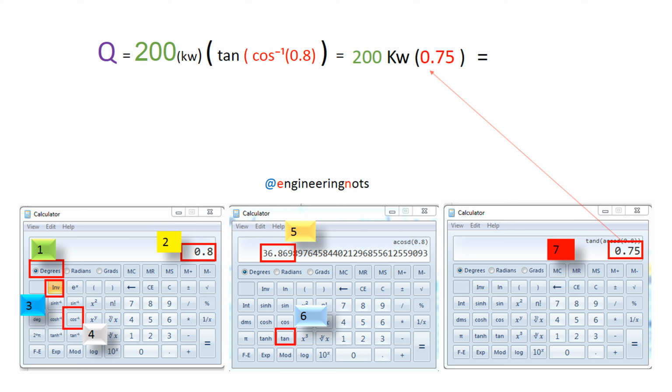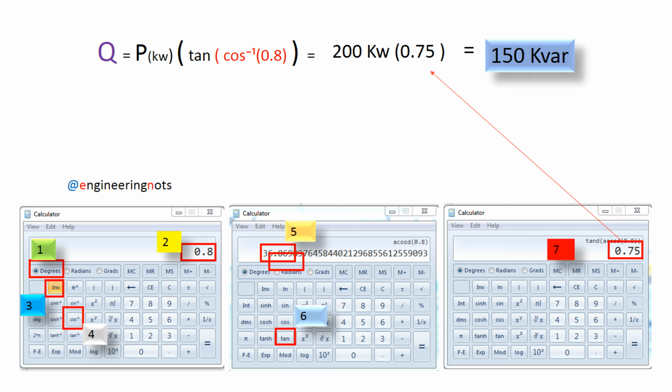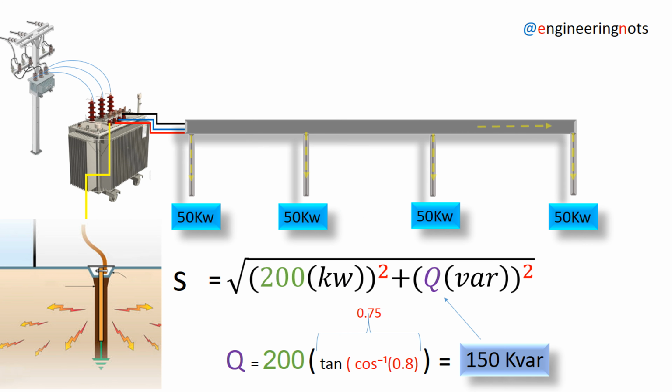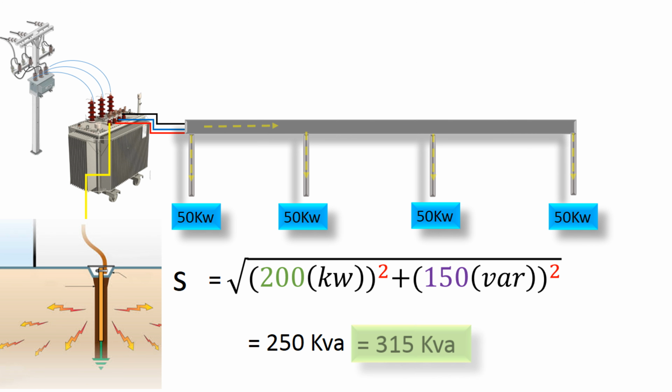After completing all 7 steps, we get a value of 0.75. Now, we'll substitute this value into the formula. As you can see, the reactive power comes out to 150 kVA reactive. Now, we'll substitute the value of 150 into the original formula. The calculation gives us an apparent power of 250 kVA.